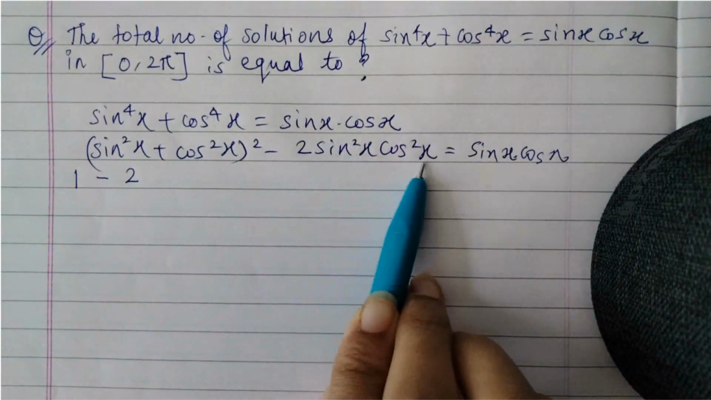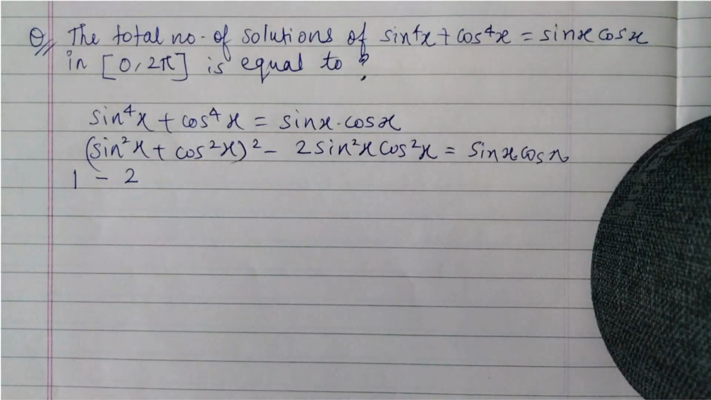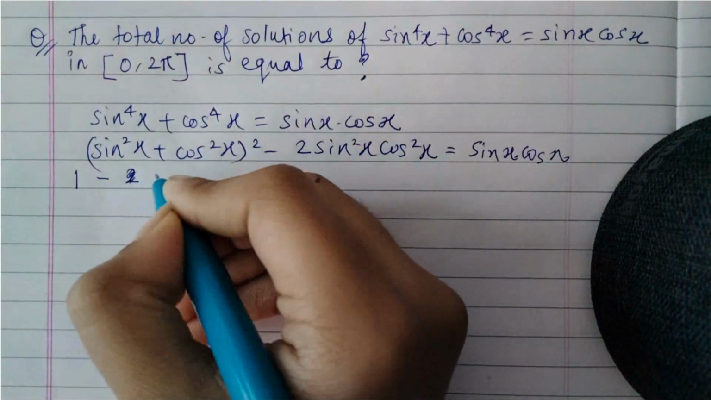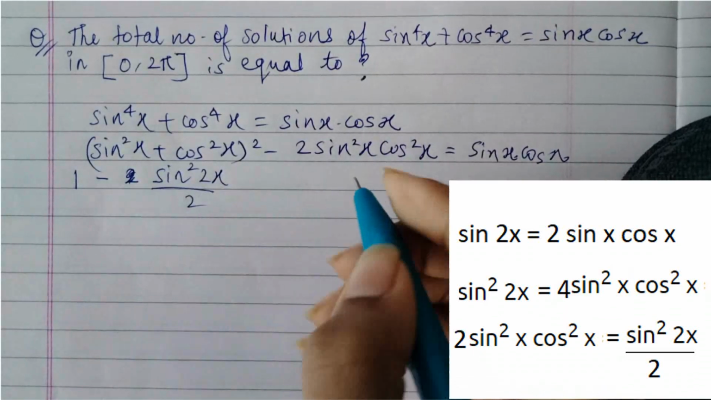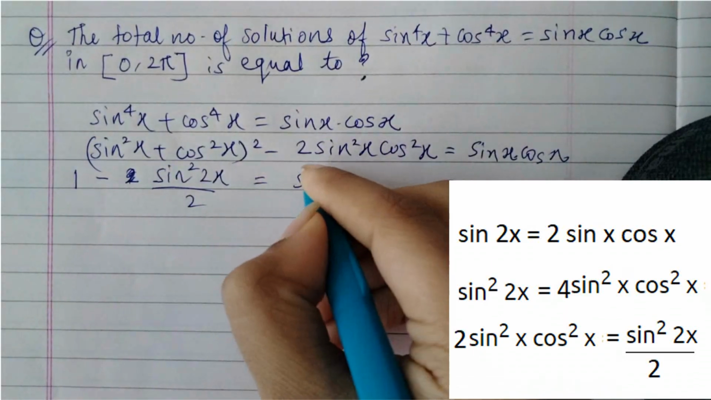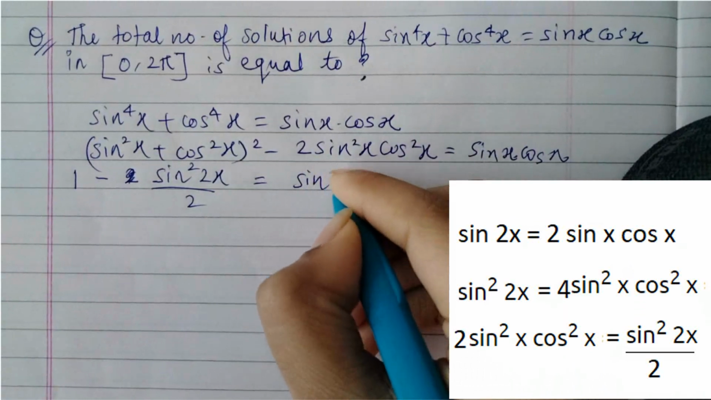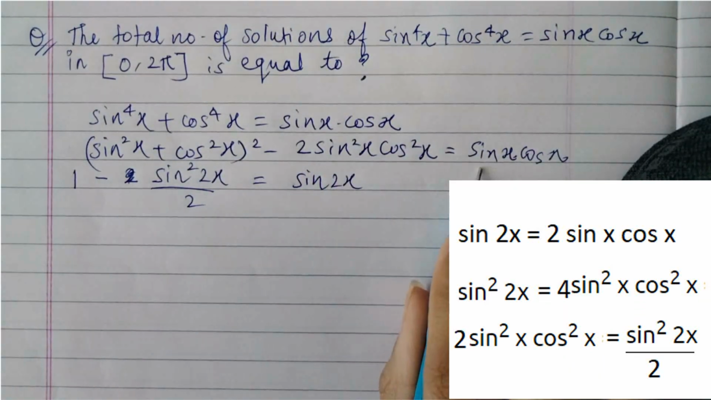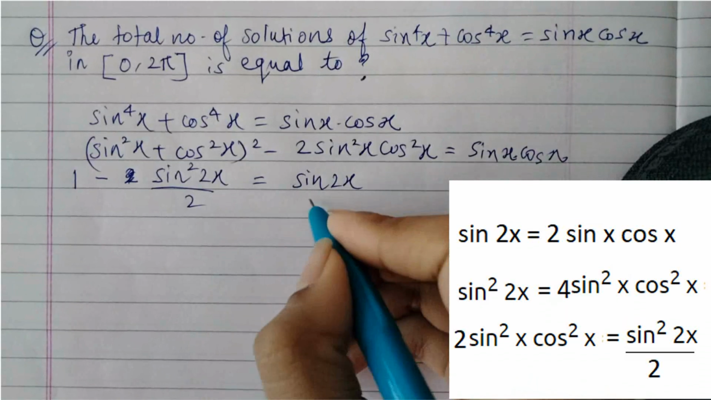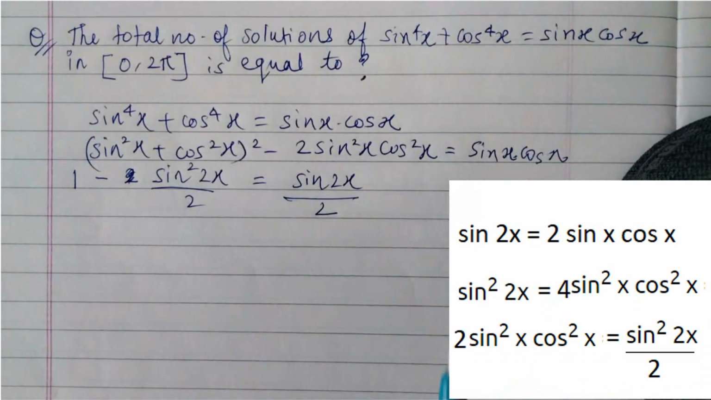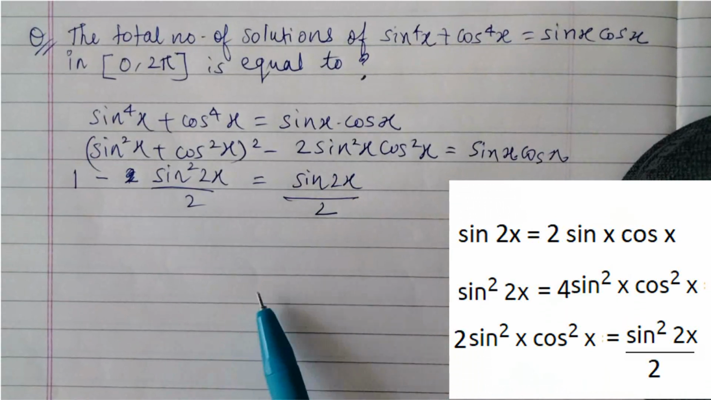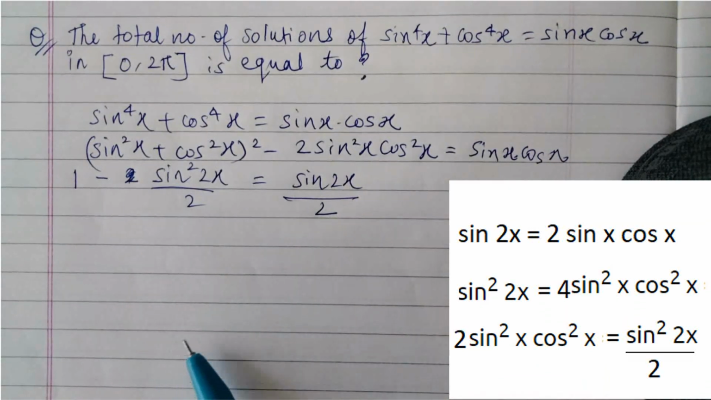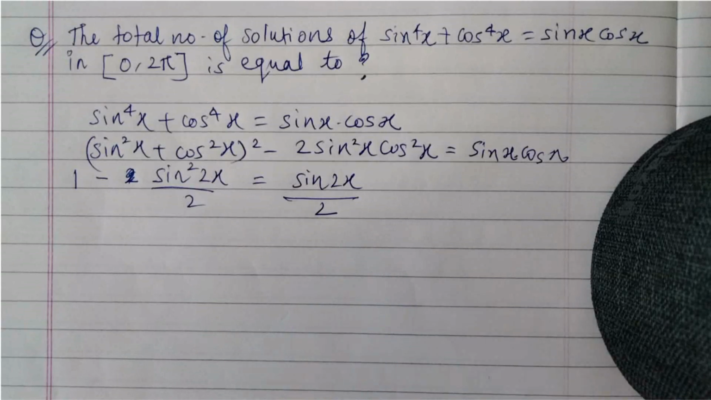2 sin²x cos²x can be written as sin²2x by 2, since sin x cos x can be written as sin 2x by 2. So here we are using the formula 2 sin θ cos θ = sin 2θ. Alright.